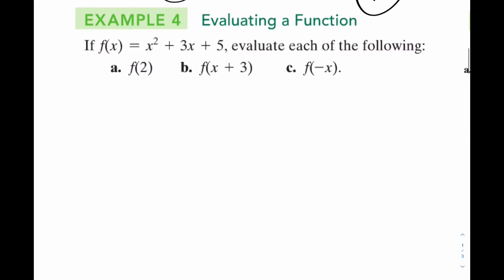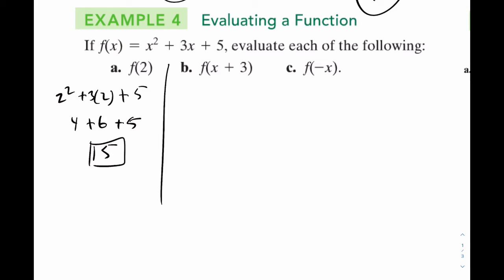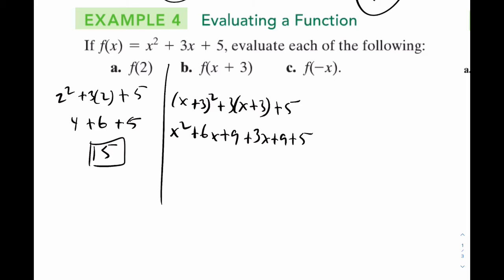Okay, two more. Evaluate. So for these, all we're going to do is plug it in. So we're going to plug in 2 for x. So that's going to be 2 squared plus 3 times 2 plus 5. 4 plus 6 plus 5. That's 15. Part A is done. For part B, we're going to plug in x plus 3. So let's plug that in. This is x squared plus 6x plus 9 plus 3x plus 9 plus 5, x squared plus 9x plus 23.